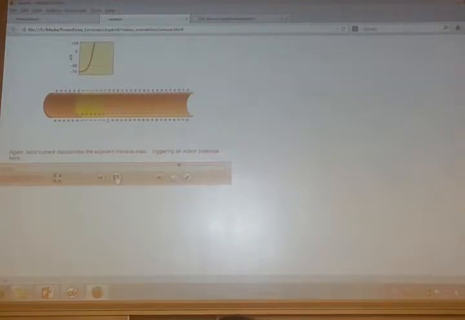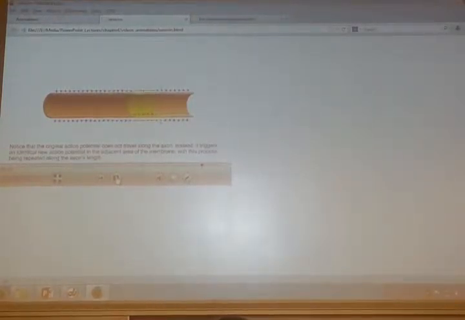Again, local current depolarizes the adjacent inactive area, triggering an action potential here. Notice that the original action potential does not travel along the axon. Instead, it triggers an identical new action potential in the adjacent area of the membrane, with this process being repeated along the axon's length. In this way, an action potential is automatically conducted to the end of the axon.